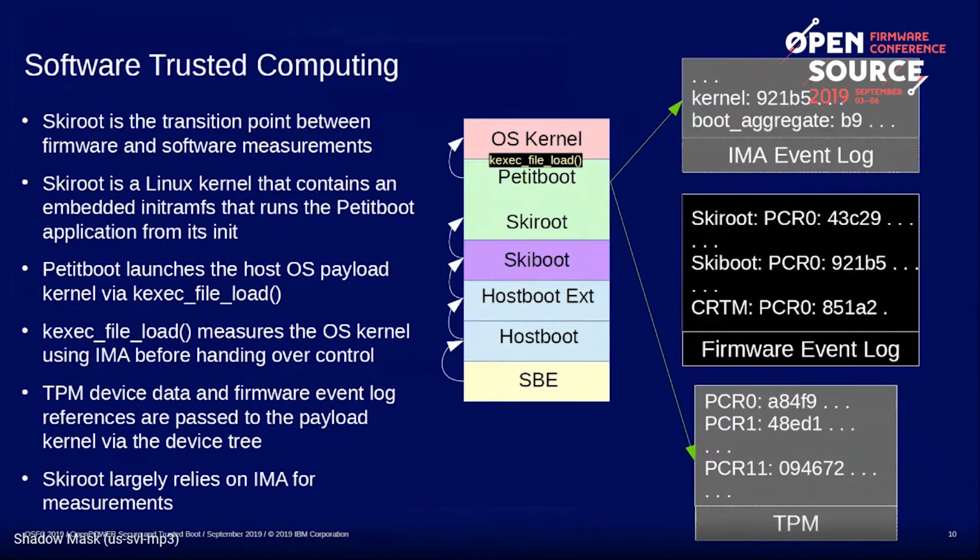So what happens once we get to the petitboot bootloader in skiroot? This initramfs image contains the petitboot application. It calls kexec_file_load to load the kernel so that it can pass control over to it, and it uses IMA appraisal to measure the kernel before it passes control over to it.